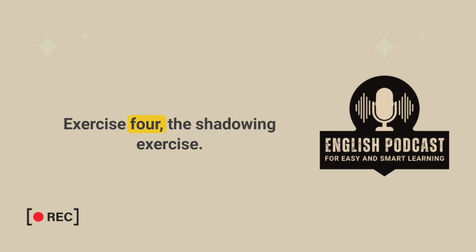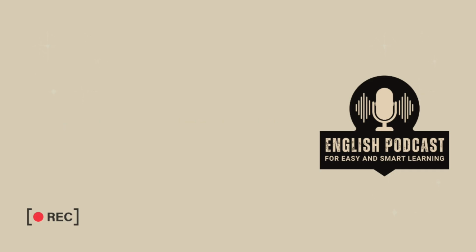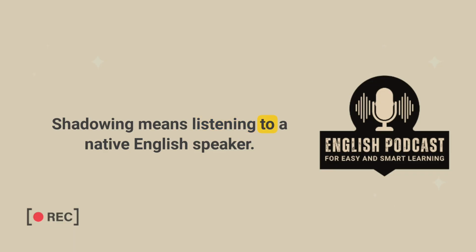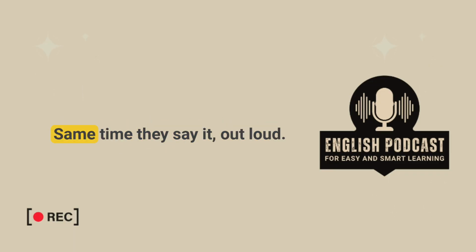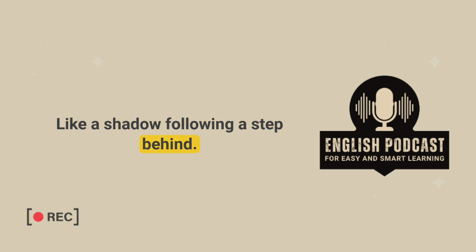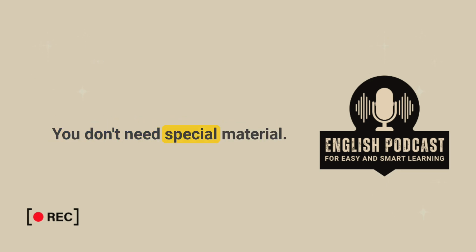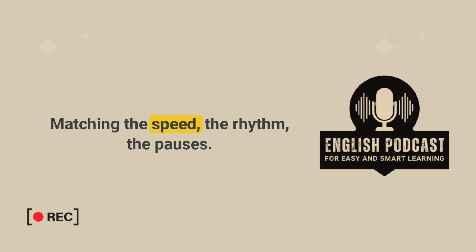Exercise 4. The shadowing exercise. Shadowing means listening to a native English speaker and repeating what they say almost at the same time they say it, out loud, like a shadow following a step behind. You don't need special material. A podcast, a YouTube video, even this video. Play a few seconds. Repeat it immediately, matching the speed, the rhythm, the pauses.